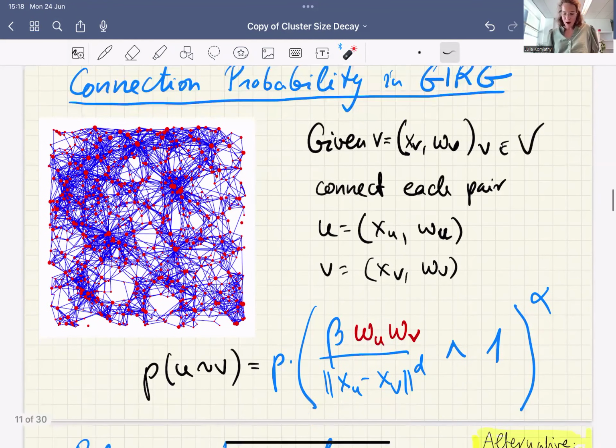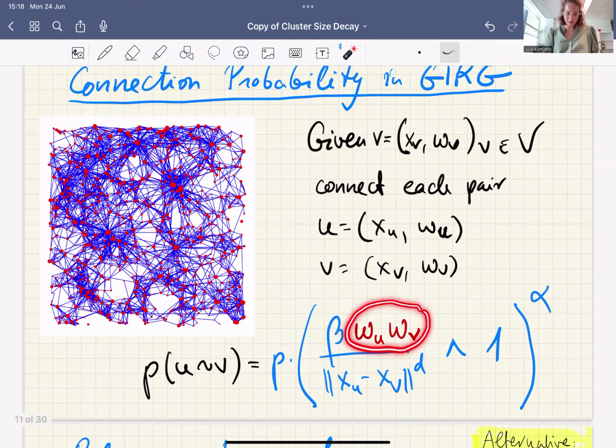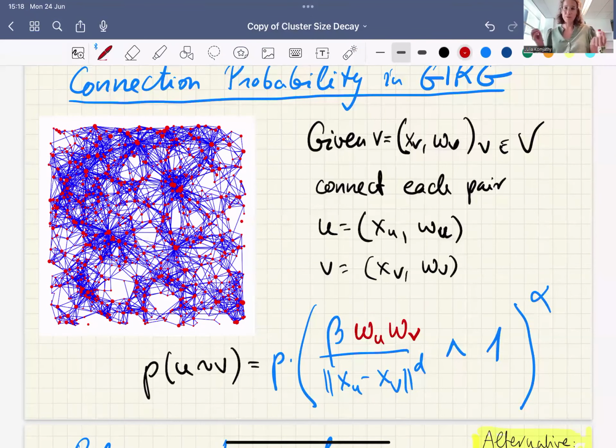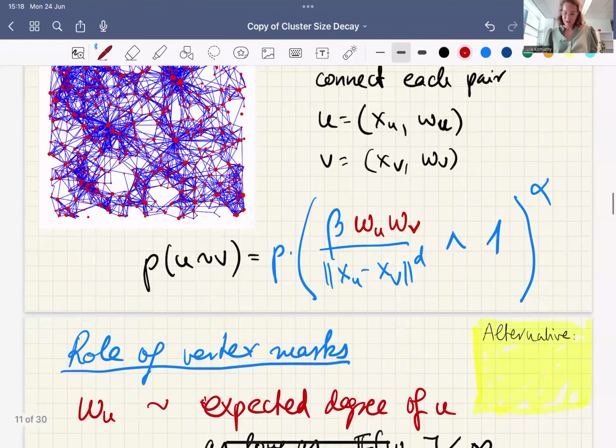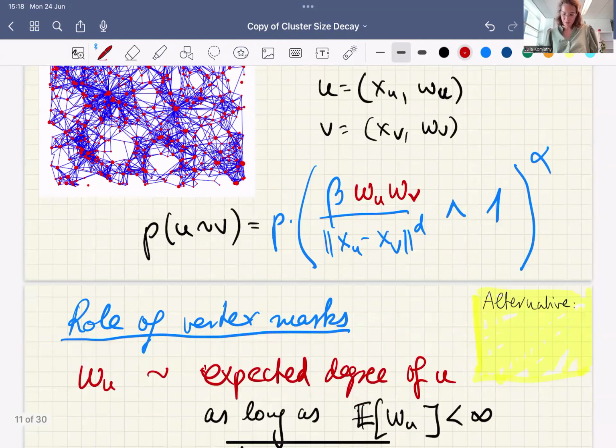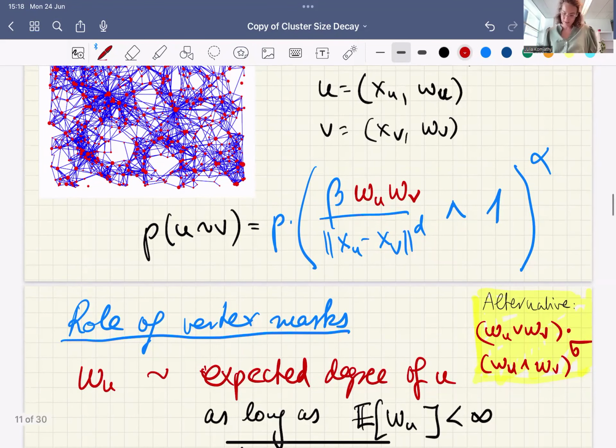Okay, so why the product? It's not necessary. A symmetric function is good because we want an undirected graph. So there are alternatives. For instance, one alternative is to work with the maximum of the marks, or maybe even the minimum of the marks multiplied by the maximum of the marks to some power sigma. This you can find in our paper.